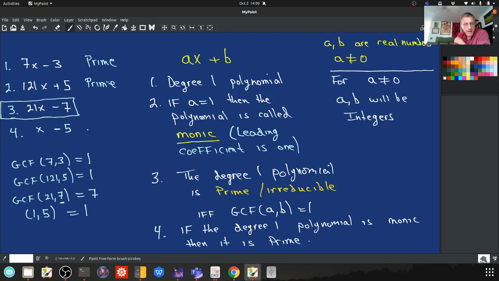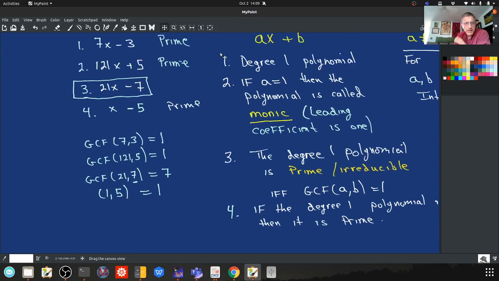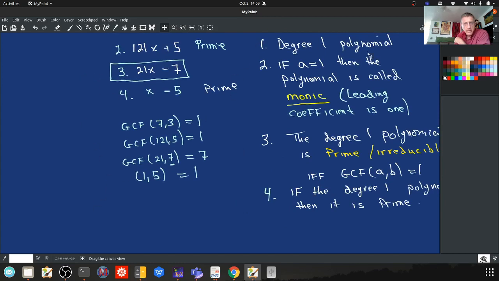So we found out of all of these, only one has a factorization. So let's figure out that factorization. You should be able to do this on your own. We discovered that the GCF of 21 and 7 is 7. So I'll bring 7 out. Then 21x divided by 7 is 3x. Then minus 7 divided by 7 is minus 1. So I just factored it.